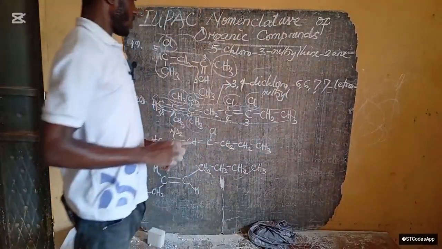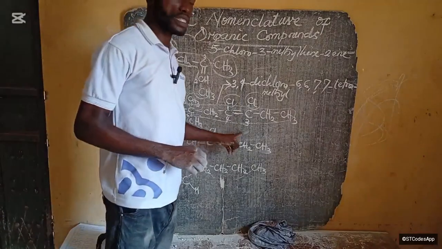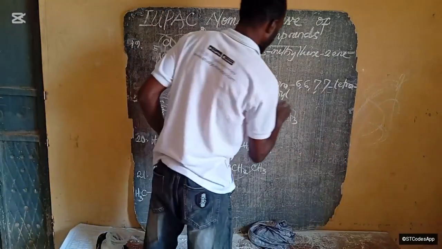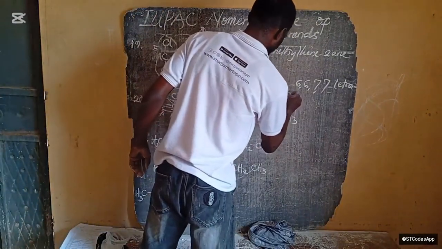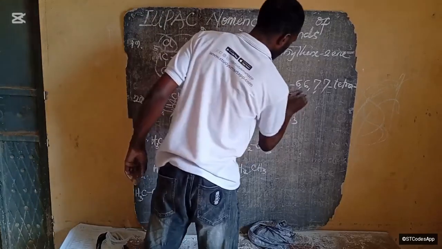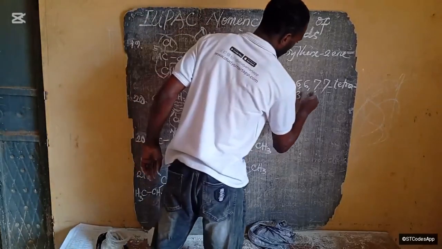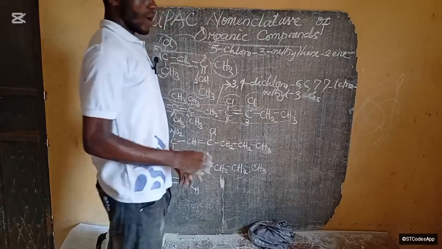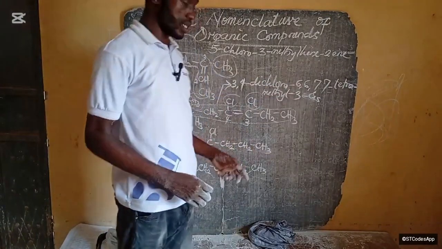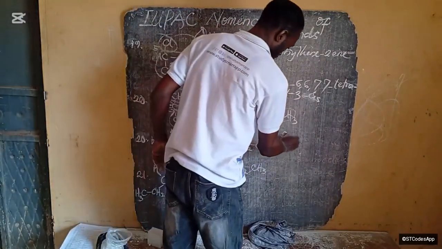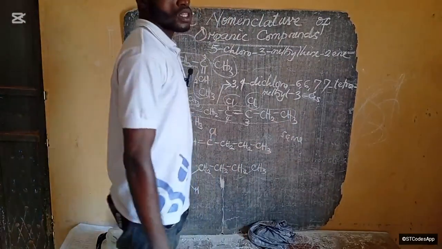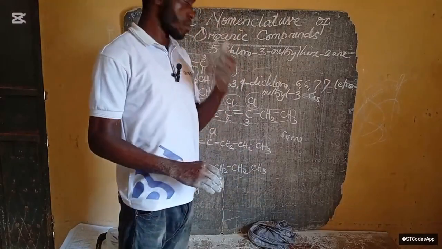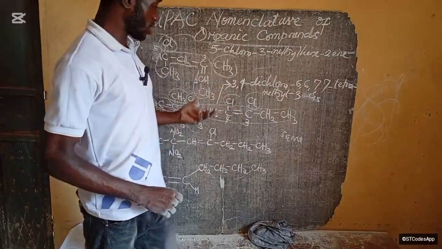Now the double bond is on carbon 3. So you can write it this way: methyl 3 cis. Why? Cis is a German word for the same side. Trans means opposite or the other form. That's the German word for it.